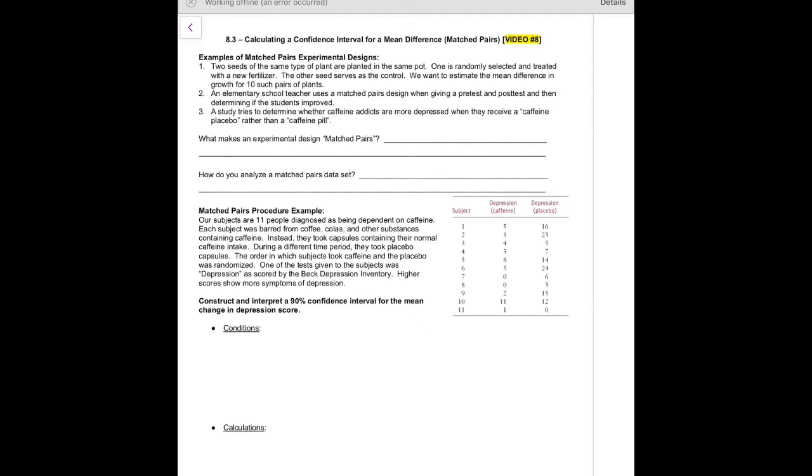So what makes an experimental design? In order to have an experimental design, each person, and again, if you hear this noise, it's just my pen, each person receives both treatments. You guys love my handwriting. Or each treatment is given to one subject in each pair.